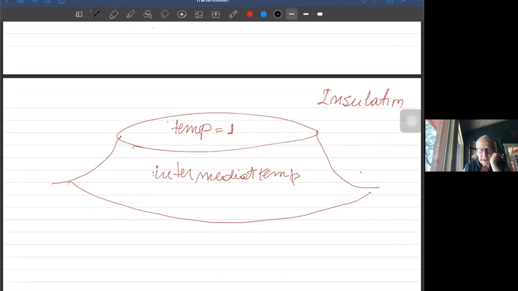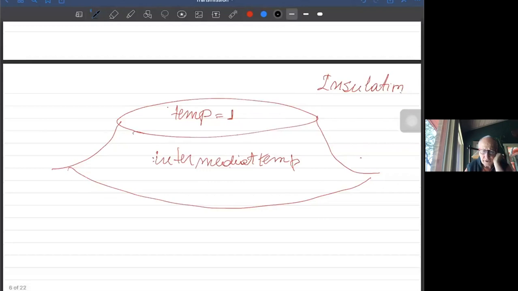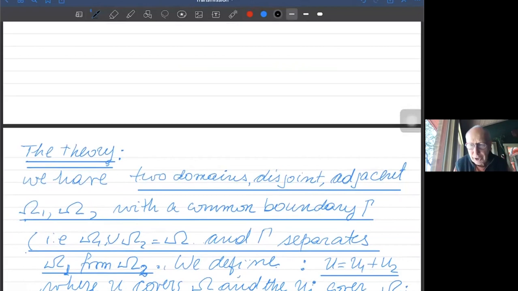You have a temperature one in one of the domains. Here the domains are these two rings. Outside you have zero, and in the middle you have this intermediate surface, which is a circle. Just to know a little bit what we are talking about, and then let's start with the theory.